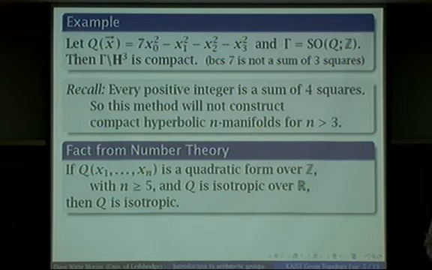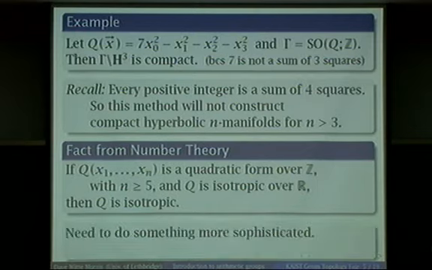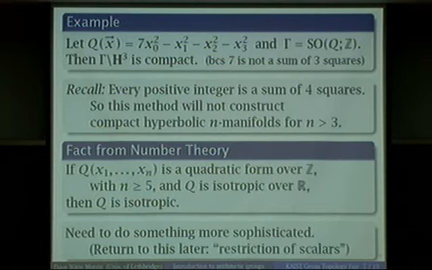So in order to construct compact hyperbolic manifolds of larger dimension, we're going to have to do something that's definitely more complicated. I'm not going to talk about that right now, but that's what I want to do later in the lecture. At the end, I'm going to talk about restriction of scalars. That's a method that will allow us to construct compact hyperbolic manifolds. Unfortunately, it would be great if you could get them this way, but you just can't. Beyond dimension 3, you definitely have to do something else.